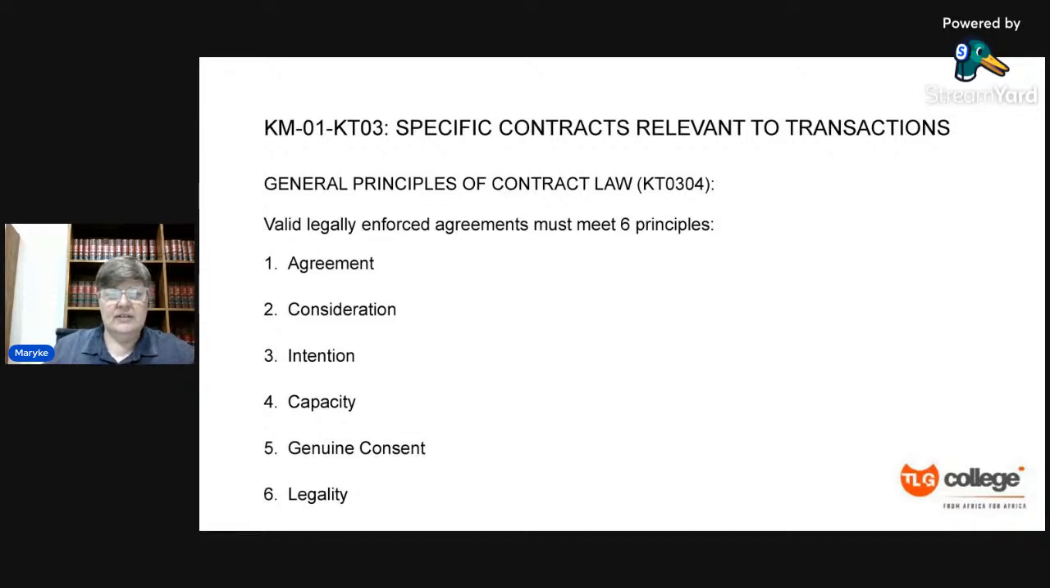We need to make sure that, as far as possible, we check those things off so that there aren't any scapegoats for any purchaser or seller or any other party to that agreement to get out of it. Right. And then that gets us to legality, meaning all of the parts of it, all the subject matter of the contract must be legal.